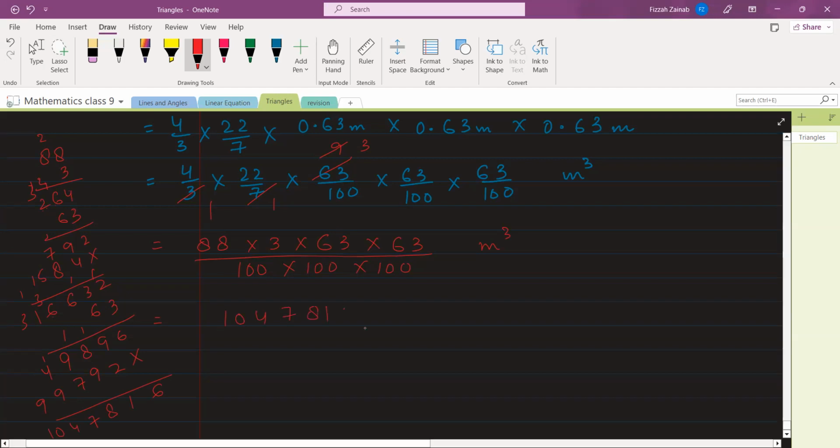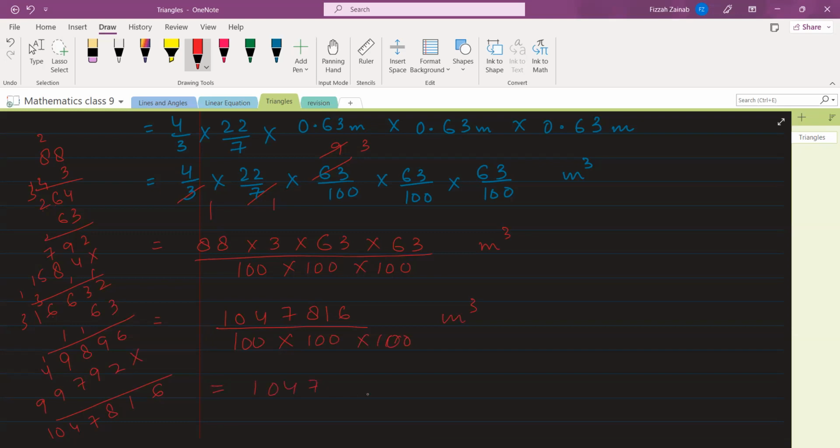1047816 divided by 100 into 100 into 100 meter cube, right? Now how many zeros? I have 6 zeros. So after 6 places, I can put my decimal. So count from the right-hand side: 1, 2, 3, 4, 5, 6. So I'm getting my decimal here, right? After the decimal you have too many digits, so you can round it off a little bit.